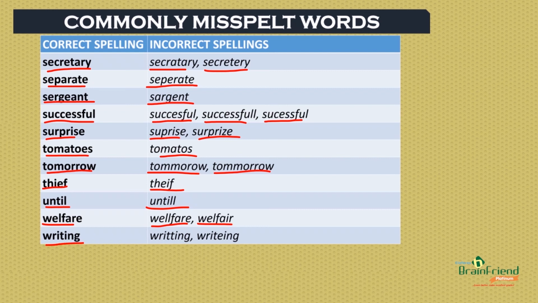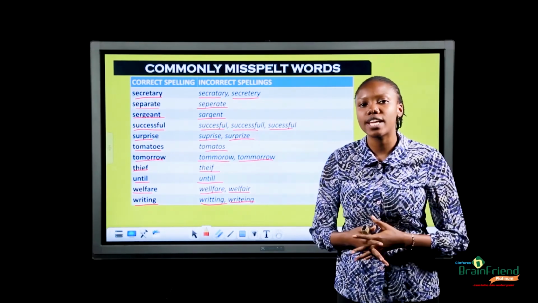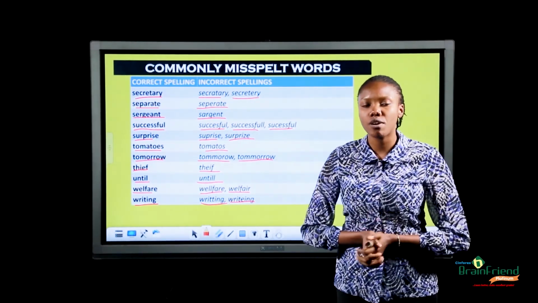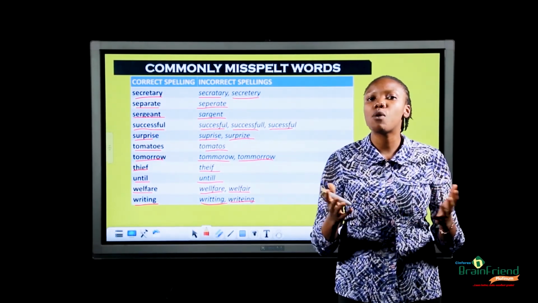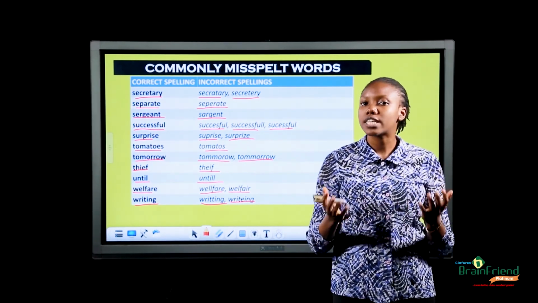W-R-I-T-I-N-G, but wrongly spelled as W-R-I-T-T-I-N-G or W-R-I-T-E-I-N-G. Now that we have seen the right spellings and the wrong spellings of some words, let's take a look at how we can make good use of our dictionary.